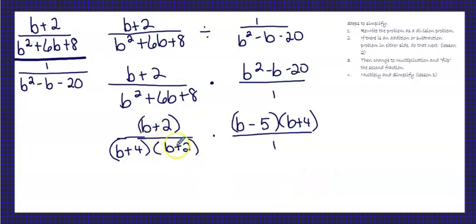I see a b plus 2 and a b plus 2. I can cancel in this numerator and denominator. And remember, you can cross cancel just as long as one of the factors is in the numerator and one of the factors is in a denominator. So I can cancel out the b plus 4 as well. I've canceled out everything in the denominator except a 1, so I really don't need a denominator of 1. My answer is going to just be b minus 5 over 1, which is just b minus 5.